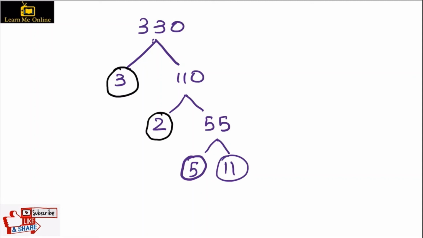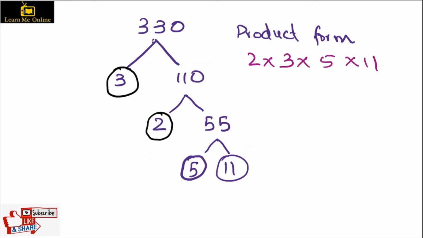We're going to write it down in a product form. So the product form would be writing all the prime numbers with the multiplication sign. We always write down the numbers in order. So I'm going to start with 2. Then the next number is 3. Then 5 and 11.